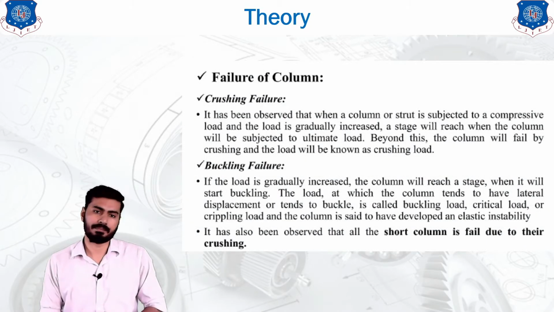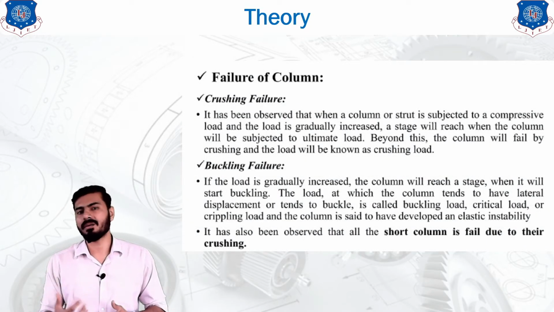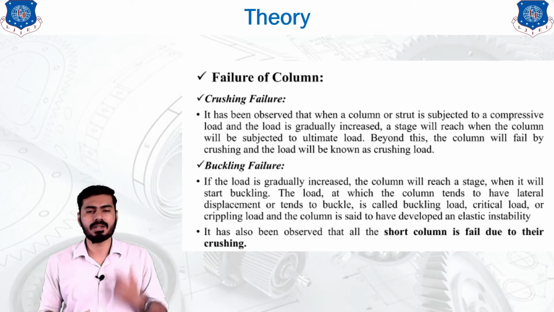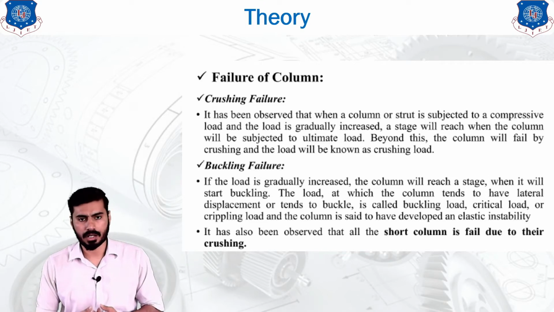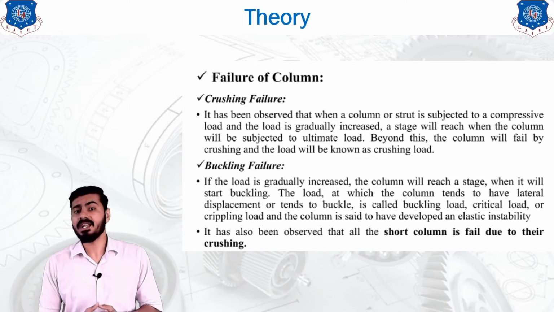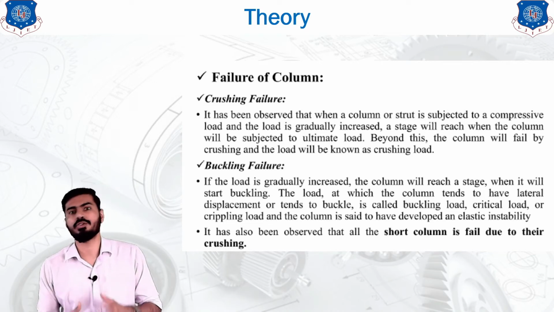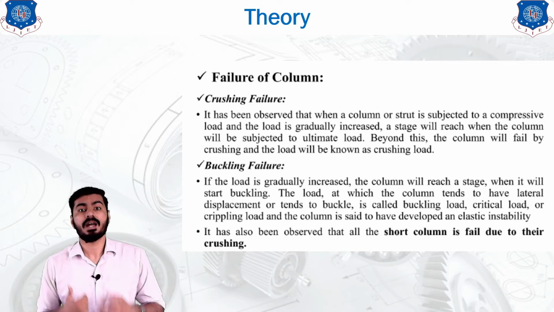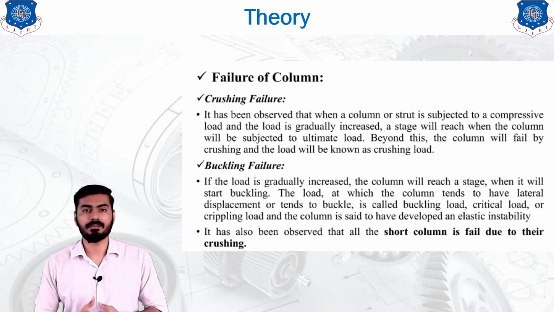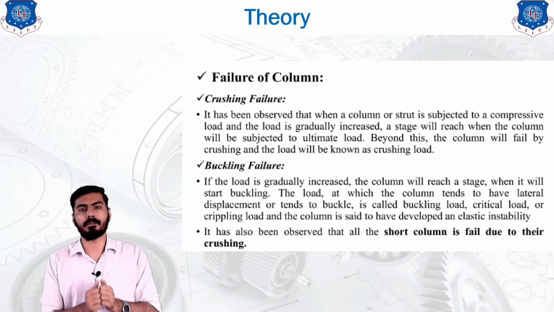Now, we will consider the next slide of this chapter, and that is the theory of the failure of the column. The failure of a column basically occurs due to two different stresses. The first one is the crushing failure and the second one is the buckling failure. The crushing failure occurs due to the crushing load or crushing stress, which happens due to the contact of two different components.